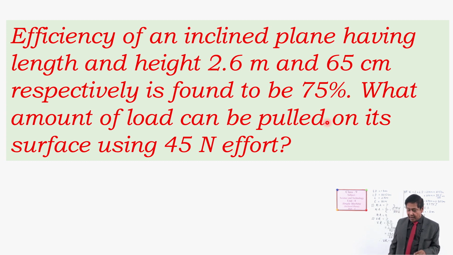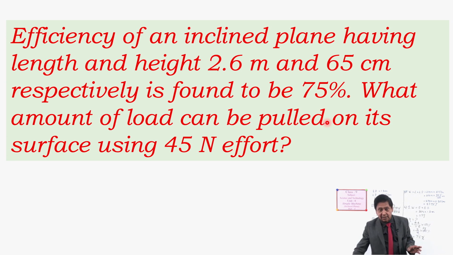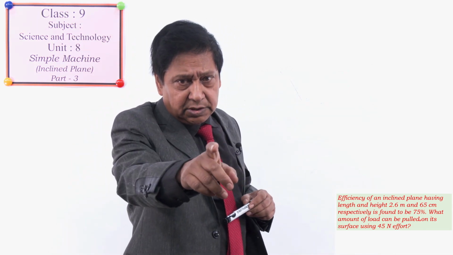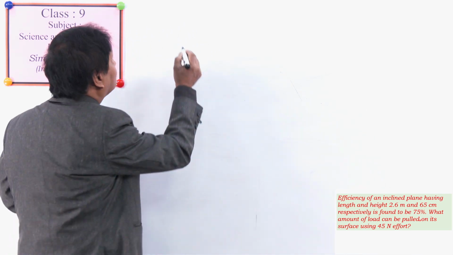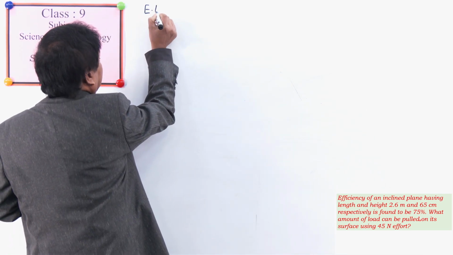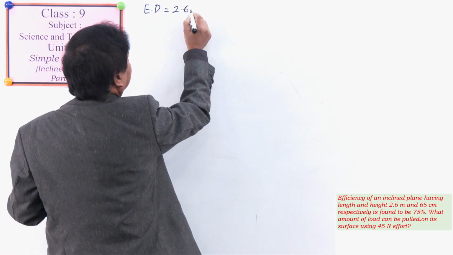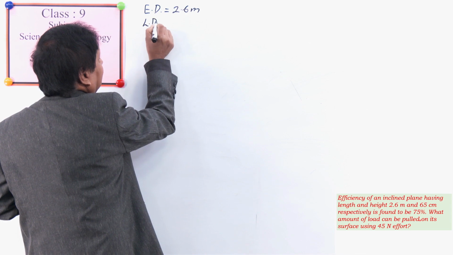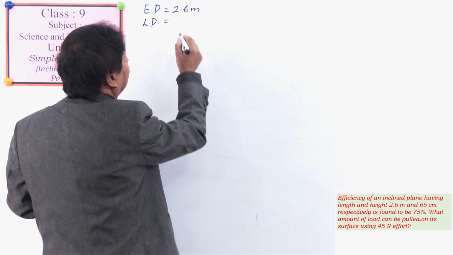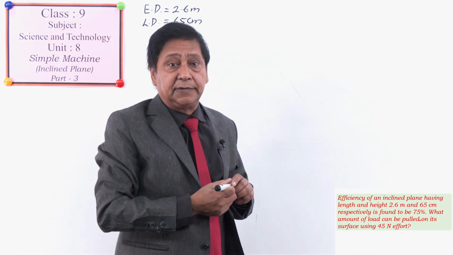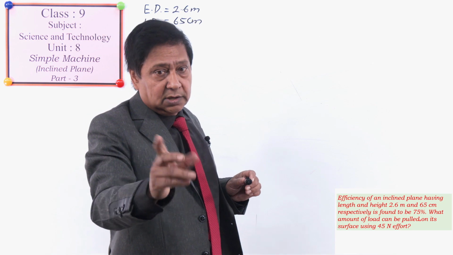Okay, now I'm going to write all this information on the board and I'll solve the numerical. You also think about this, how to solve this. Okay, first information is what? Effort distance 2.6 meter, load distance 65 centimeter. That's why I'm writing the same. Effort distance is equal to 2.6 meter and load distance is equal to 65 centimeter. One is given in meter, another is given in centimeter. If necessary, we'll convert centimeter into meter or meter into centimeter.